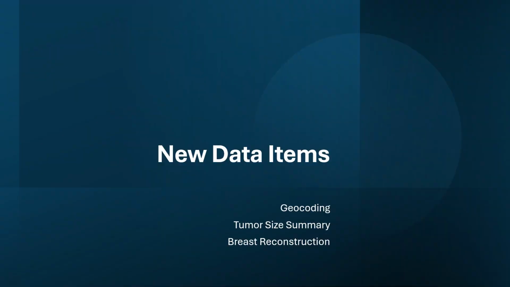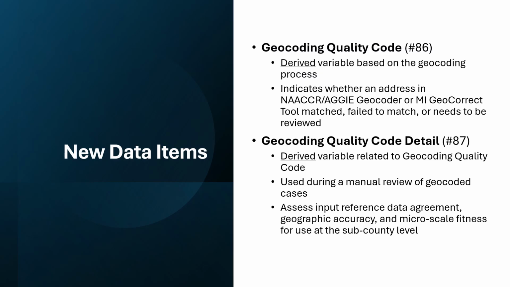The new data items that we'll be looking over are geocoding, tumor size summary, and breast reconstruction codes. There are two new geocode data items which are derived. This means that abstractors will not be entering this information, but it will be based upon the address information and other information such as that is used to geocode cases. The geocoding quality code is used to describe the geocoding match, and the geocoding quality detail provides the details of the elements related to the quality of the geocode.